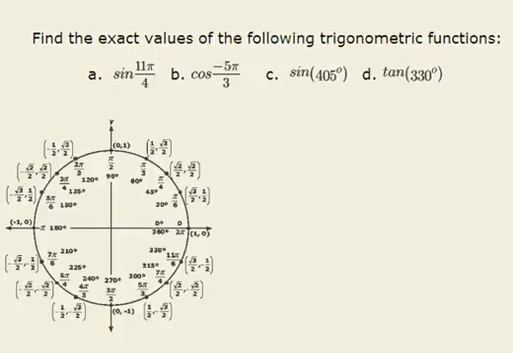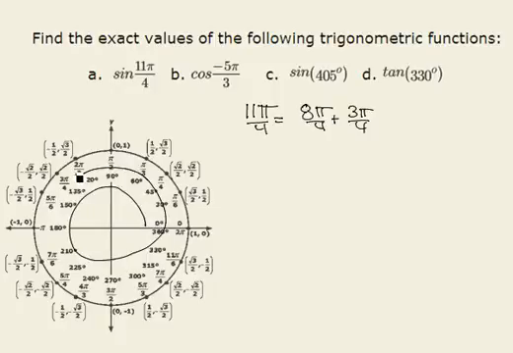that 11 pi over 4 is greater than 2 pi. We know that 11 pi over 4 can be rewritten as 8 pi over 4, or 2 pi, plus 3 pi over 4. Therefore, when we look at our angle, we know that it went around once, and then the terminal side is lying in quadrant 2 at 3 pi over 4.